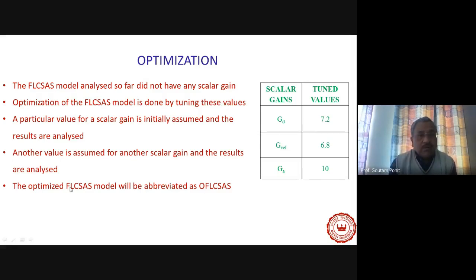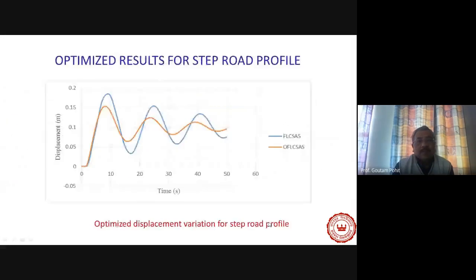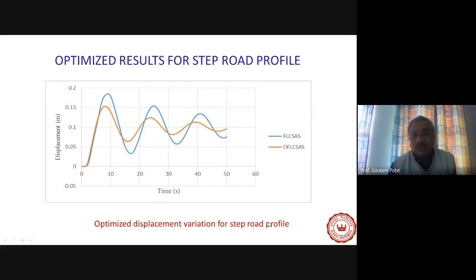This way we find out the optimized value of the FLCSAS model, which is being abbreviated like this, OFLCSAS. Now, this is the usual scalar gain value, and the tuned value we have considered is this one, for displacement, velocity, and acceleration: 7.2, 6.8, and 10. Now, with the optimized result, here we have compared only without optimization and optimized result.